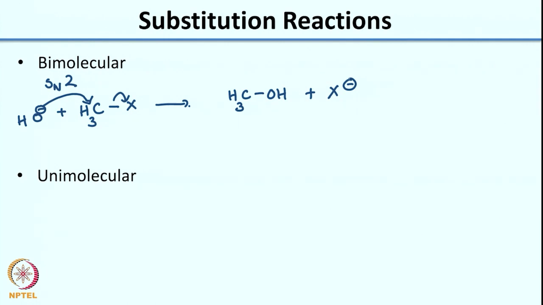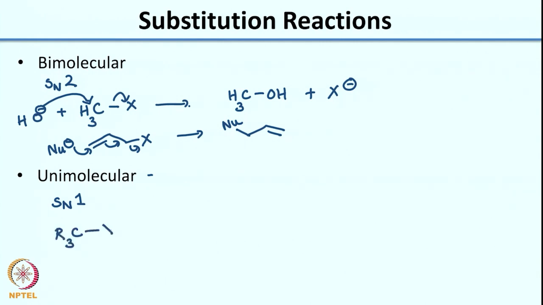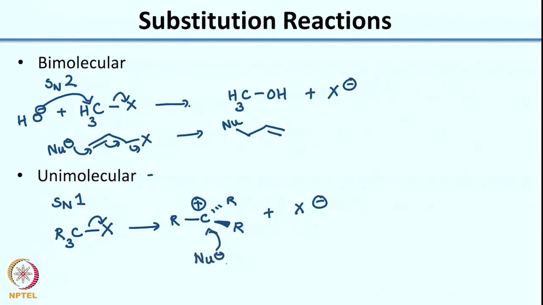You can also think of a reaction like this. Now instead of your typical SN2 reaction, you have an allylic system. So you can think of a nucleophile adding in. The other example is your unimolecular reaction, which is SN1. Now typically the driving force for this reaction is formation of a stable carbocation. So the first step is generation of the carbocation, and in the next step you have your nucleophile adding in to give you the product.